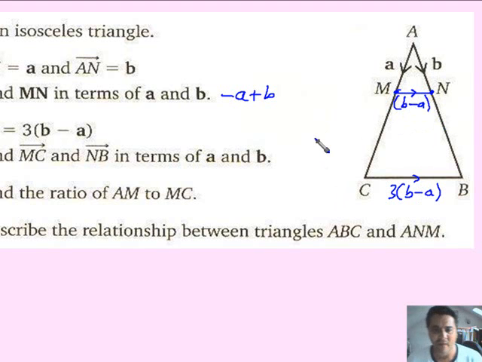So that's that. Find MC and NB in terms of A and B. So it's 2 separate questions. M to C. So I've got to go from M to C. How do you go from M to C? I haven't got a clue.